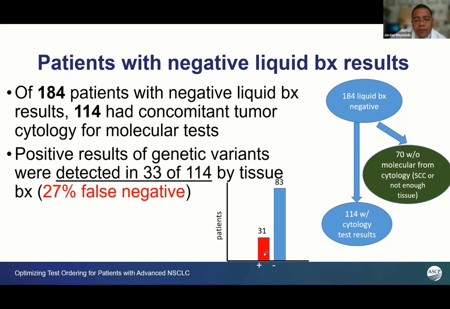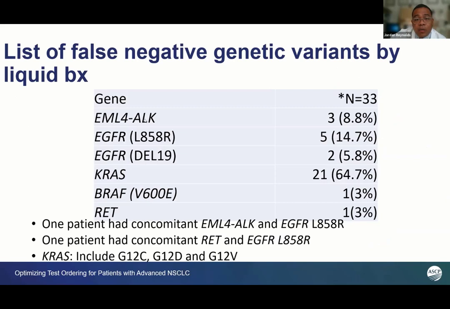So we found quite a few positive. The liquid biopsy test had 27% false negative. And the list of the genes that we found were ALK, some activating EGFR mutations, KRAS mutations, a BRAF, and a RET mutation.